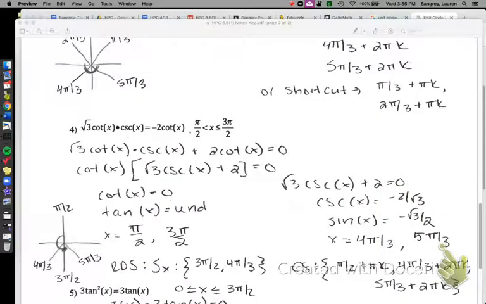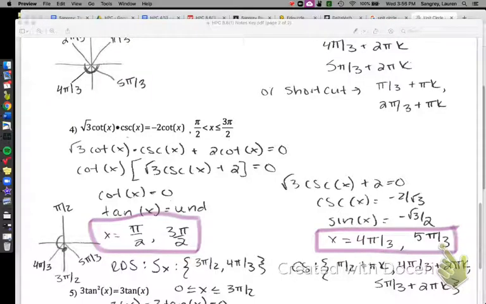For number 4, we had a few x values. And on our unit circle, pi over 2 and 3 pi over 2 are directly diagonally across from each other on the unit circle. So we can use pi over 2 plus pi k. And then 4 pi over 3 and 5 pi over 3, they are not diagonally across from each other. So we're going to have 4 pi over 3 plus 2 pi k and 5 pi over 3 plus 2 pi k.